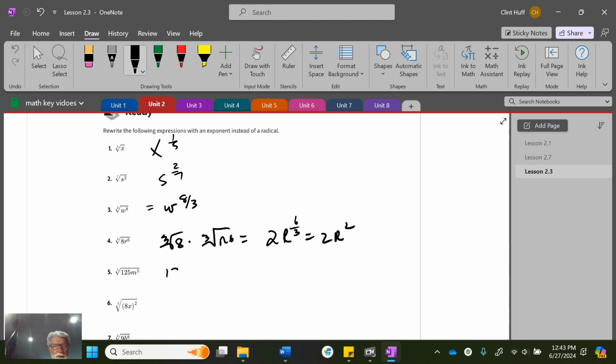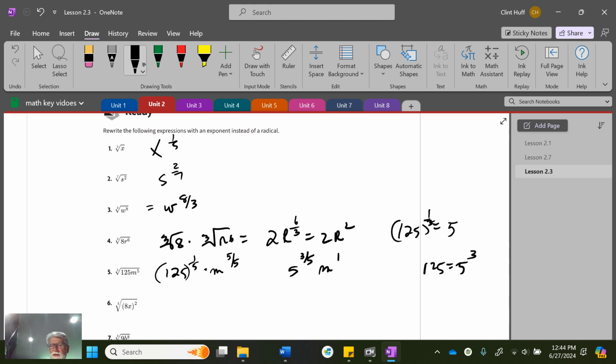You have the 125 to the 1/5, so not exactly the same thing, and then m to the 5/5. So that m part of it is equal to 1. This 125 right here, 125 is 5 to the 3rd power. So that makes that 5 to the 3/5 power. So that you get 125 to the 1/5 becomes 5 to the 3rd to the 1/5, and 5 to the 3/5.